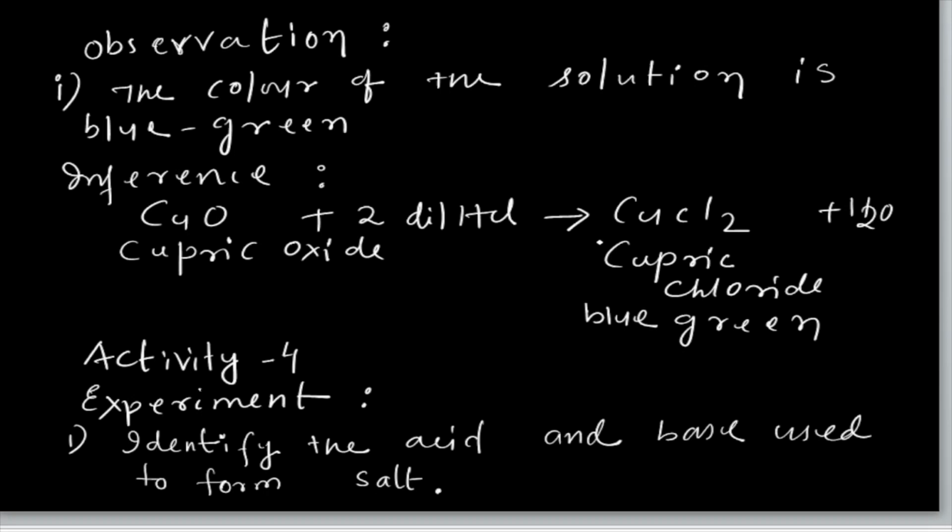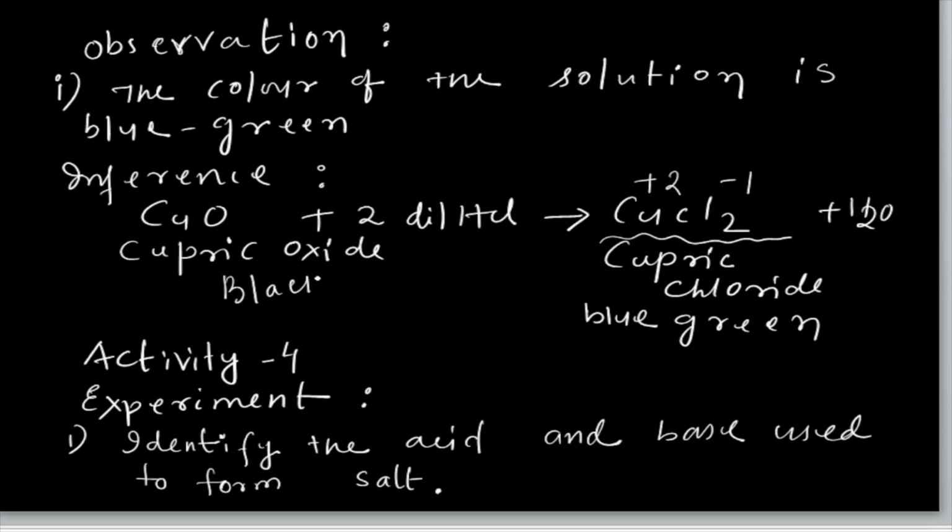Then what happened? This is the formation of copper chloride, where the charges are +2 and -1, and here it is called cupric chloride, which is blue-green in color, and the color of this solution is blue-green. And cupric oxide is black in color.